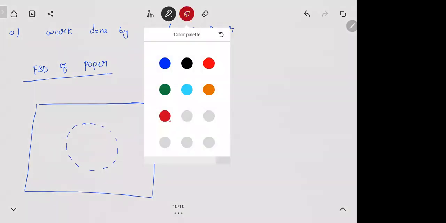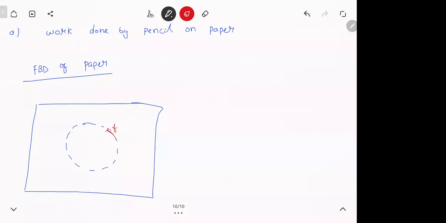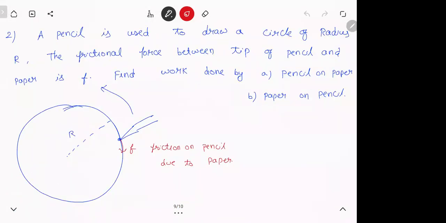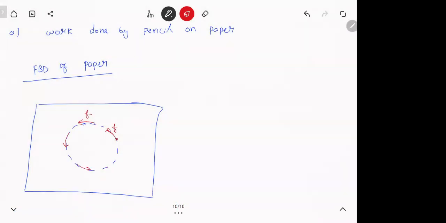See, work done by pencil on paper. So you draw the FBD of the paper. This is a circle. How will the friction be? This way. It will be in the direction of the pencil, na? On the pencil it will be opposite, on the paper it will be in the forward direction. Make sense? Newton's third law. On the pencil, it is acting backward. So on the paper, it will act forward. So it will be this way. Fine, great. So here, this is the point where the friction is being applied.